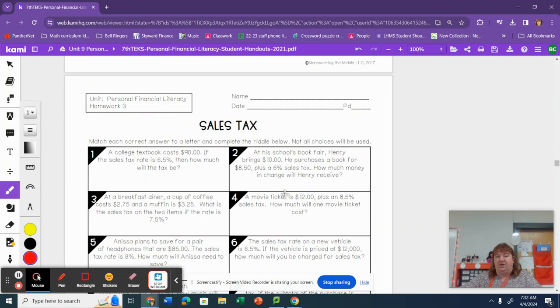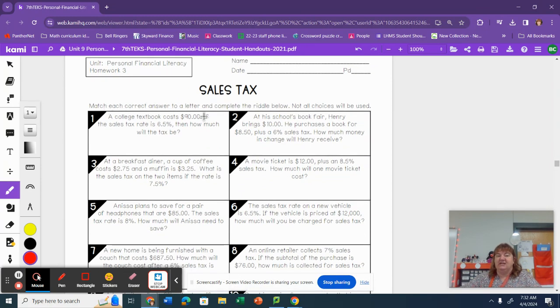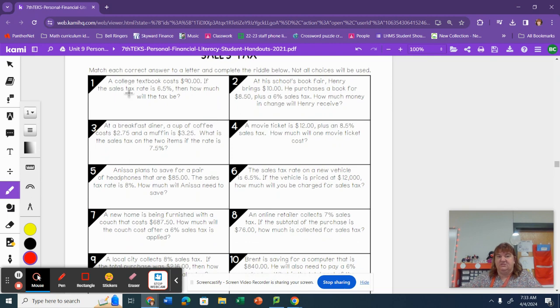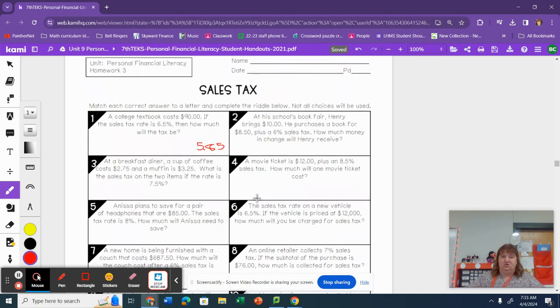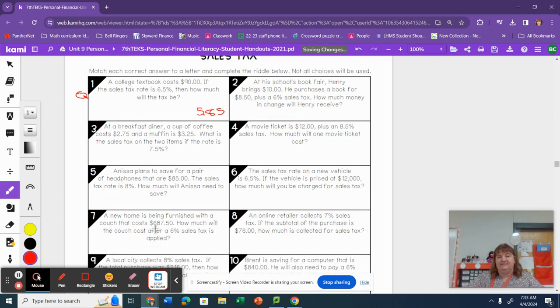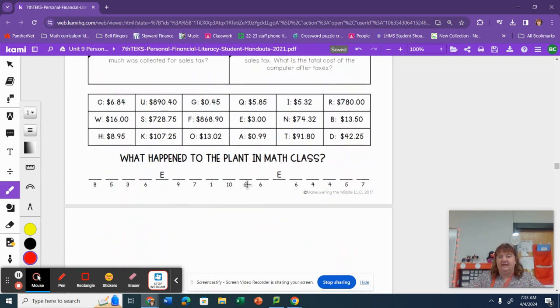So I want you to work on this sheet. Match each correct answer to the letter. So you'll match like number 1. What does that match to? Here, I'll help you out with that one. Number 1 ends up being 5.85. Okay. So what letter is that? 5.85. There it is. It's a Q. So then for a number 1, I would put a Q. So then when I'm down here, wherever I see a number 1, I put a Q.